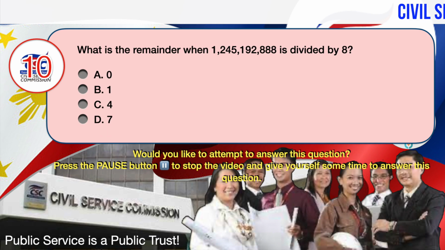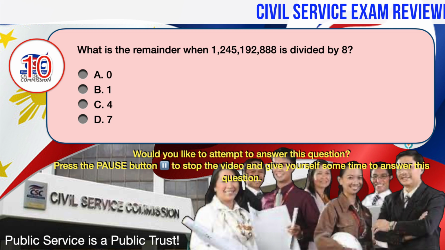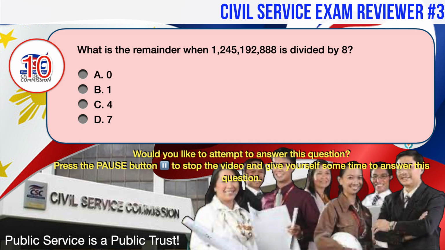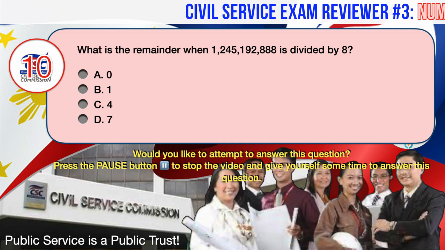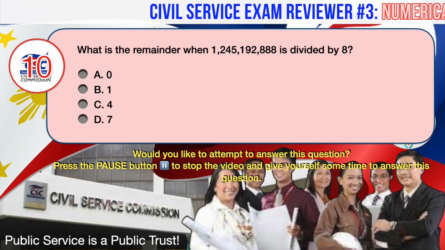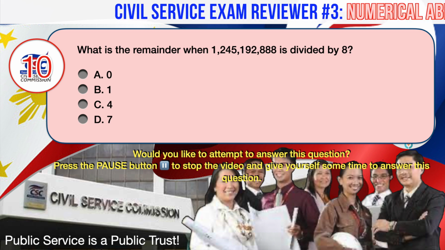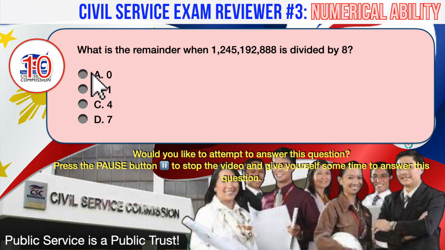Question number 10. What is the remainder when 1,245,192,888 is divided by 8? A. 0 B. 1 C. 4 D. 7. The correct answer is A.